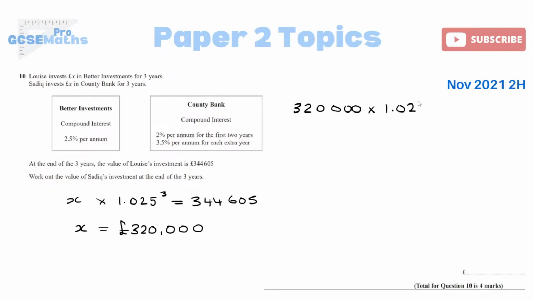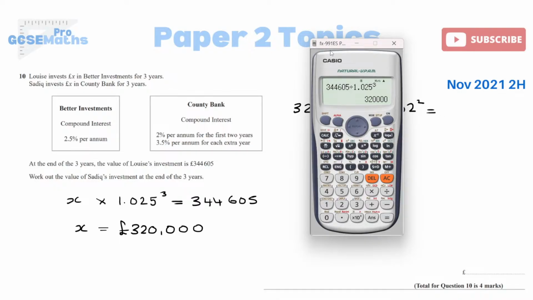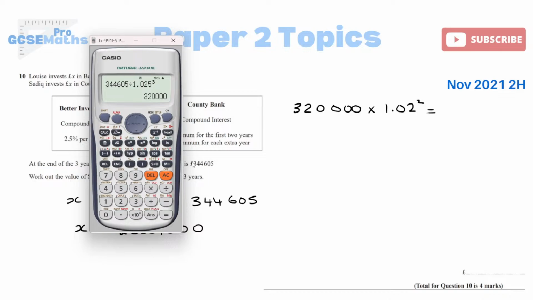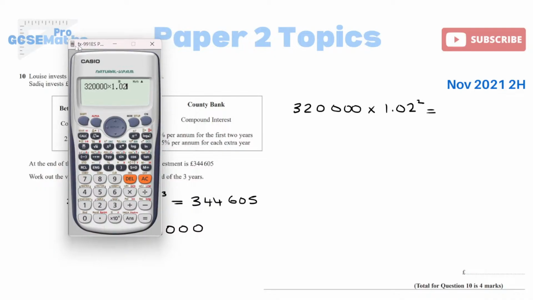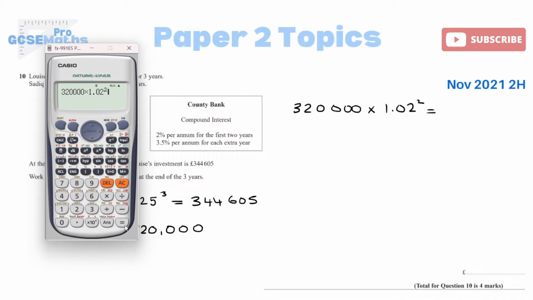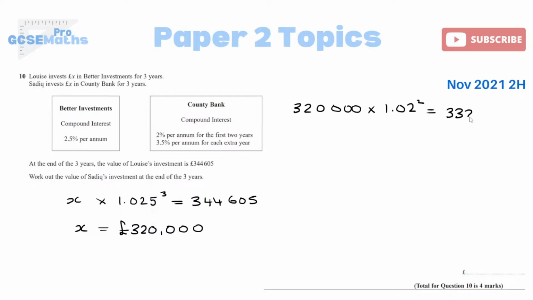Now, that's only for 2 years, though. So let's just work out the first 2 years. You can do it all in one step, but I'm just going to work it out separately just so you can see. 1.02, and that's only for 2 years. So after 2 years, Sadiq has this amount, 332,928 pounds. That's after 2 years, but obviously we want to work out 3 years.